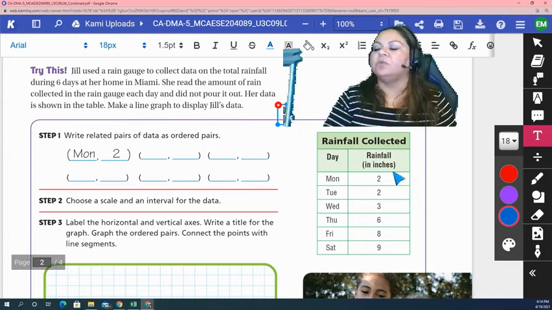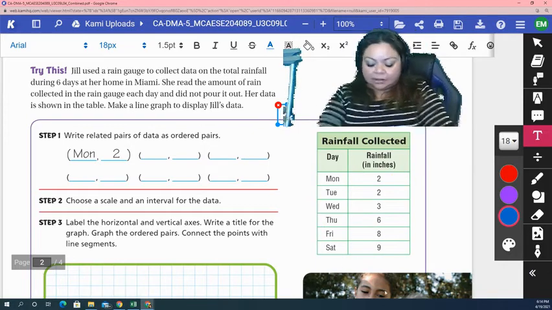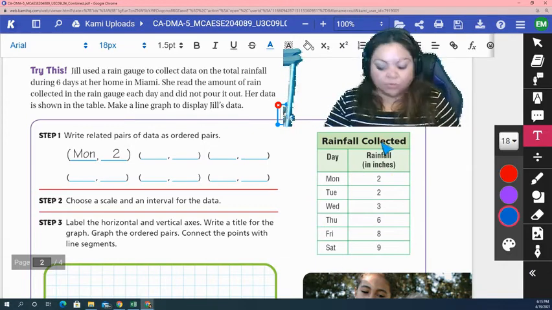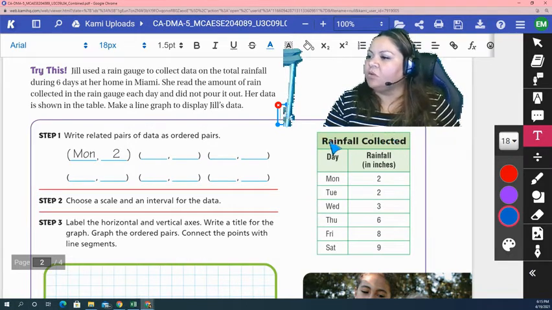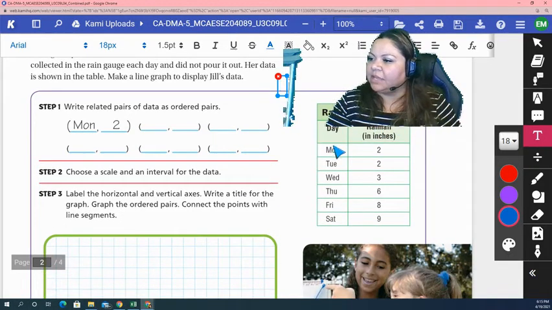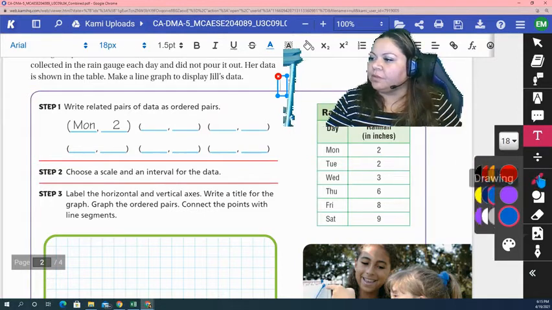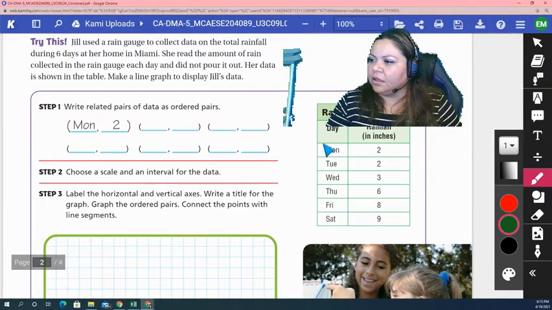She put it in a table, and we will be practicing collecting data for homework too this week. So here we have rainfall collected. And so we have the day, which is Monday, Tuesday, Wednesday, Thursday, Friday, and Saturday. And then rainfall in inches. So on Monday, basically, she read the gauge and it said 2 inches of rainfall. On Tuesday, it said 2. On Wednesday, it said 3. On Thursday, it said 6. On Friday, 8. And Saturday, 8.